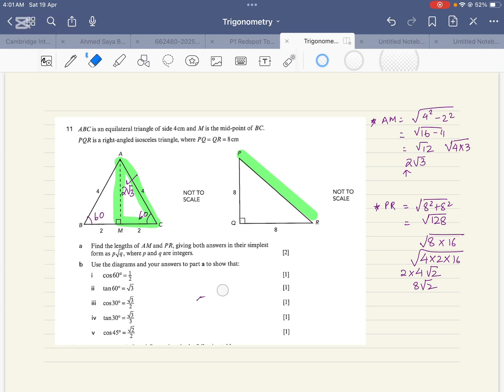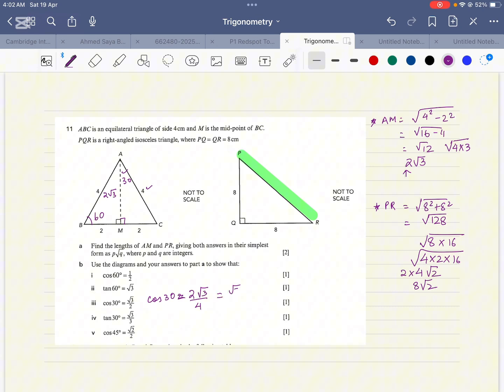Proven. Next we have cos 30 is root 3 upon 2. When we are talking about cos 30, we will look at this angle. Let's again write down the measurement here, 2 root 3. This is the right angle. This stays the hypotenuse. So cos 30 is equal to base over hypotenuse, which is root 3 upon 2. Hence proven.